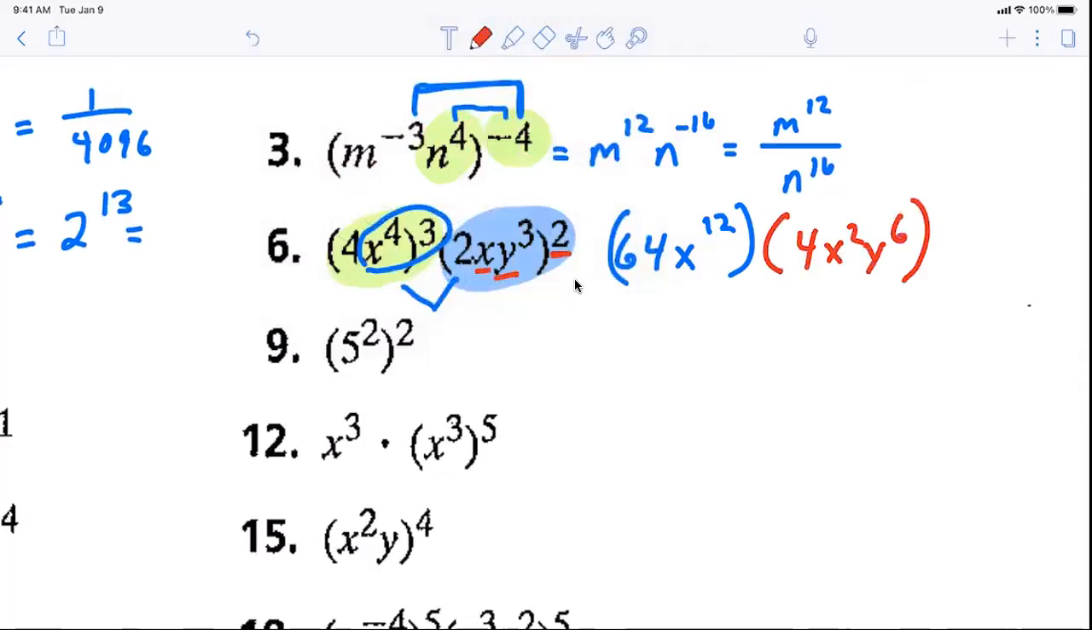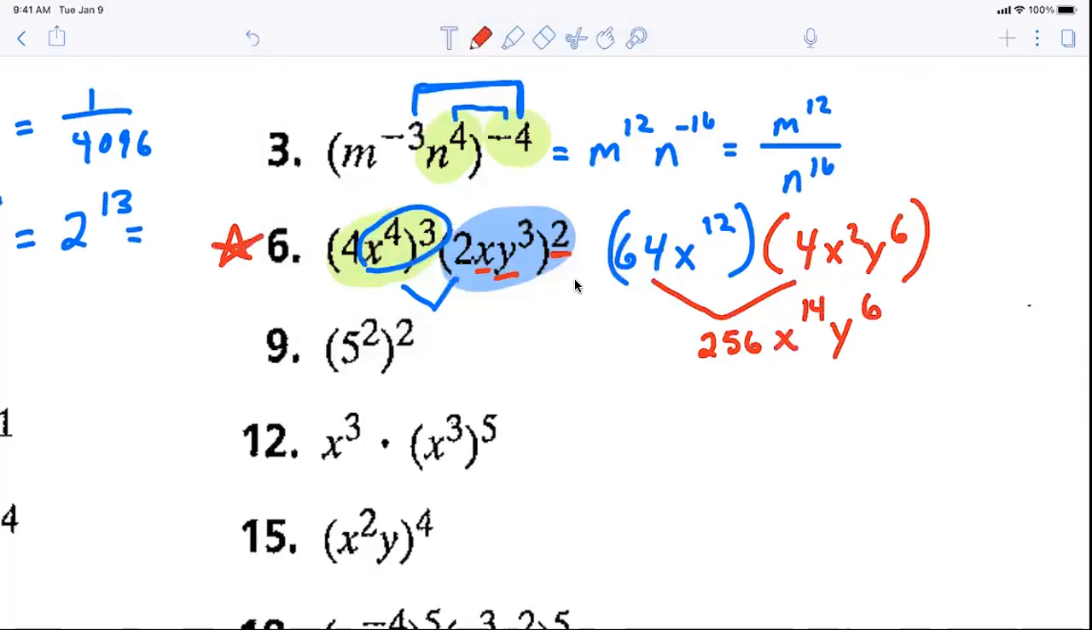Now, my final answer, multiplying numbers. 64 times 4, 256. How many x's are there then? 16 or 14? 14. And then y to the 6th. All right, number 6 is super duper important. Honestly, that's pretty complicated. I don't think so, but that's pretty hard.